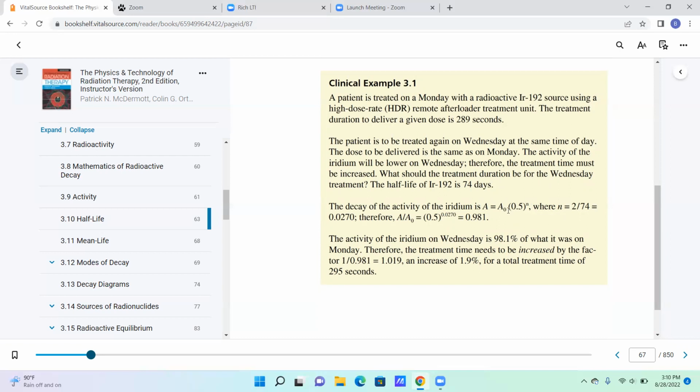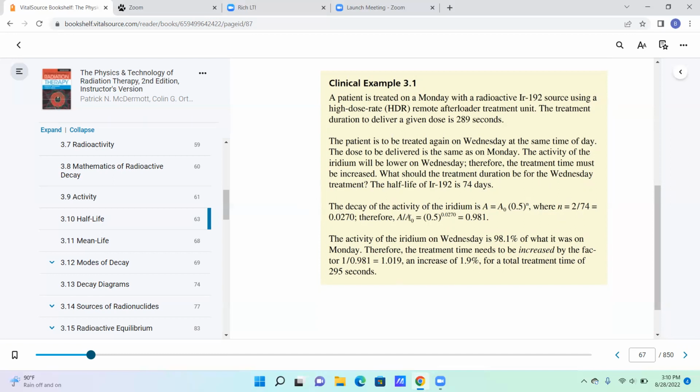Well, the decay, and we know what the half-life is. The decay of the activity is going to be given by this, where n is equal to 2 divided by 74, or this.